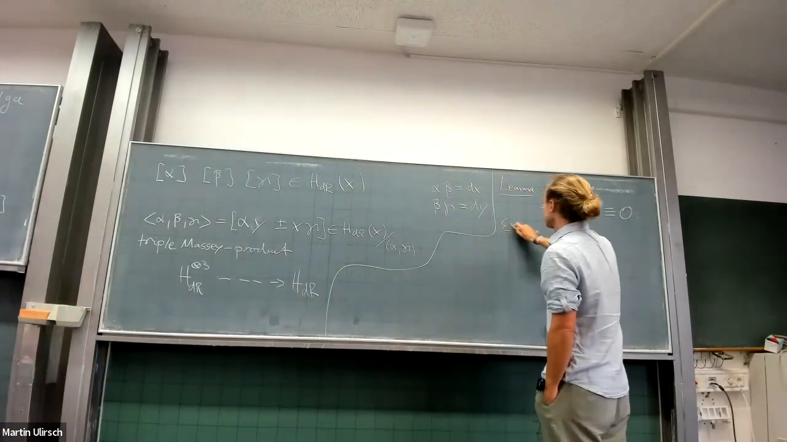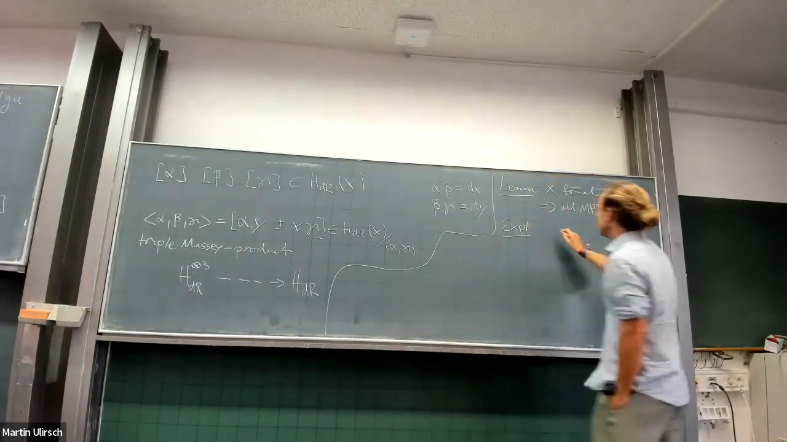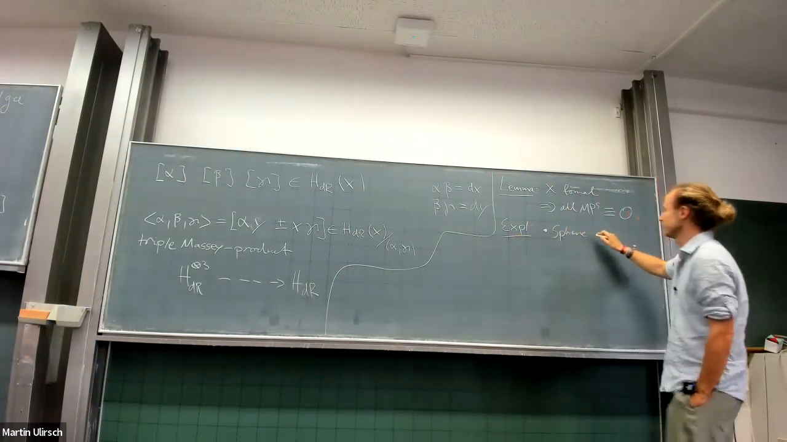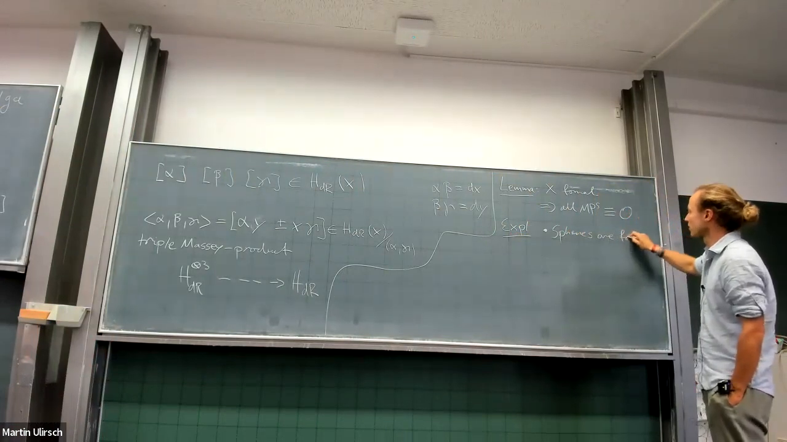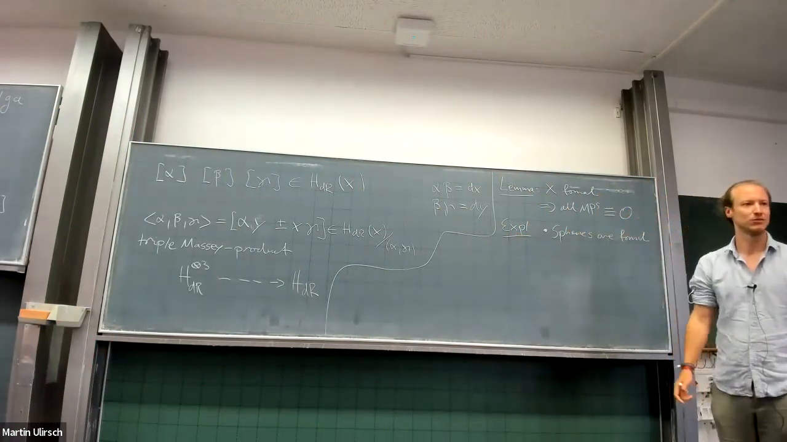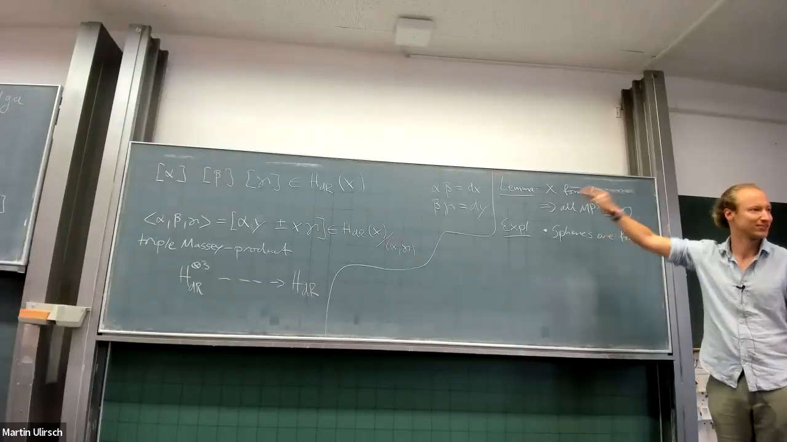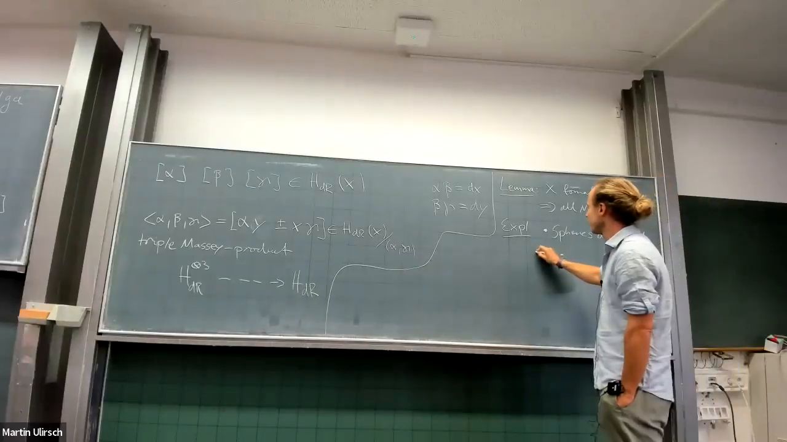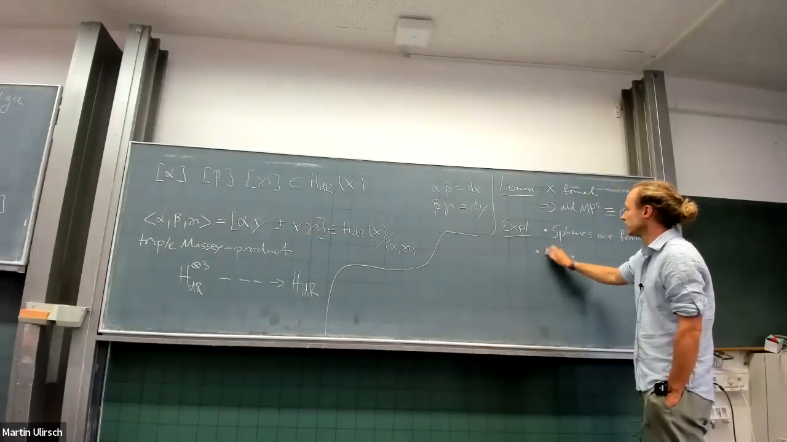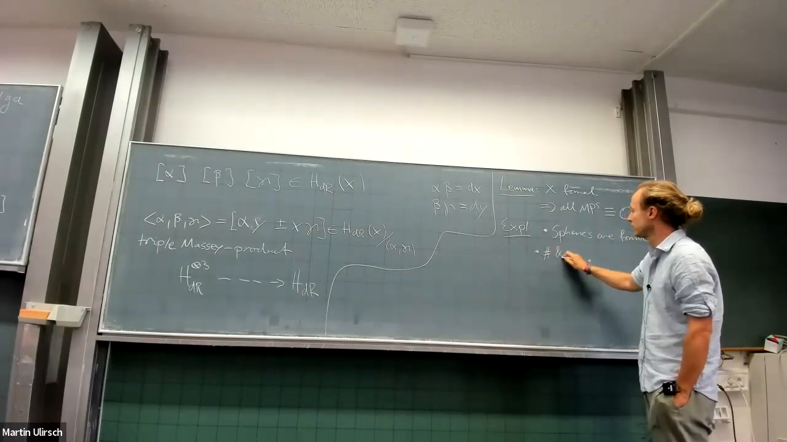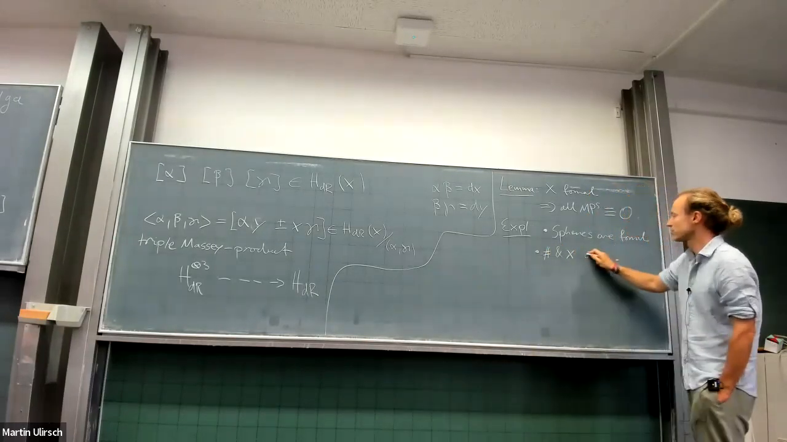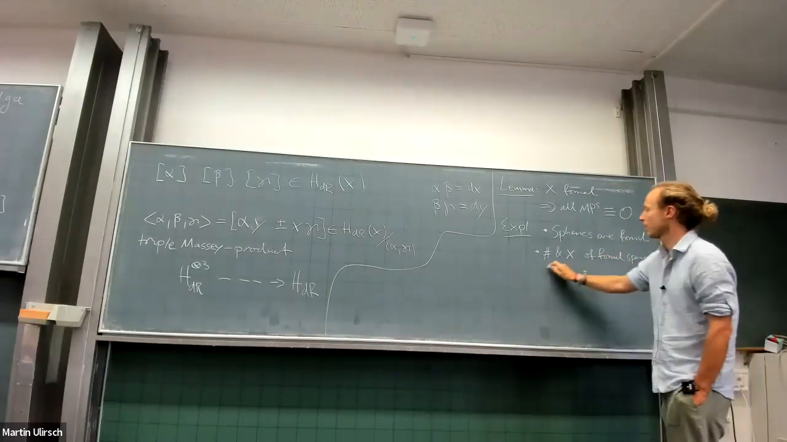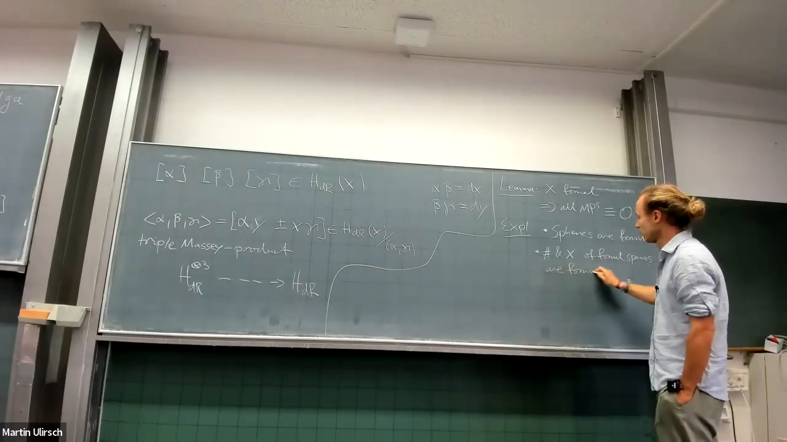Okay, so some easy examples, which you can try to prove to get bored. Spheres are formal. We can actually literally write down a map from the cohomology to the space of all forms, which is a quasi-isomorphism and a map of algebras. Then connect sums and direct products of formal spaces are formal.